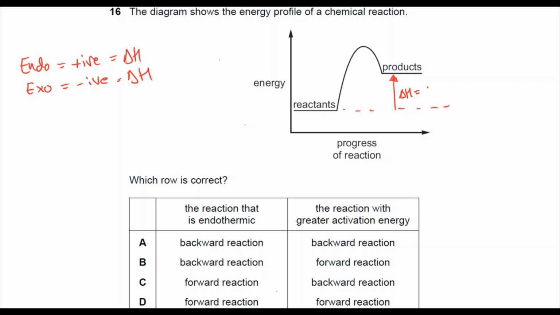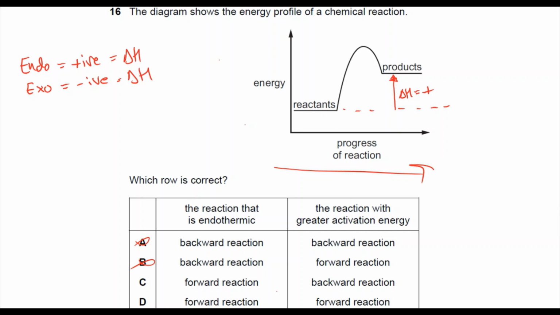So over here the delta H is positive because the arrow goes up. You can memorize what an exothermic graph looks like and what an endothermic graph looks like, but if you ever get confused, this is the easy catch. The delta H arrow will always go from reactants to products. If the arrow points upwards, it's positive, which means it's endothermic. If it points downwards, it's negative, which means the reaction is exothermic. So the endothermic reaction is the forward reaction, reactants to products. So A and B are wrong.